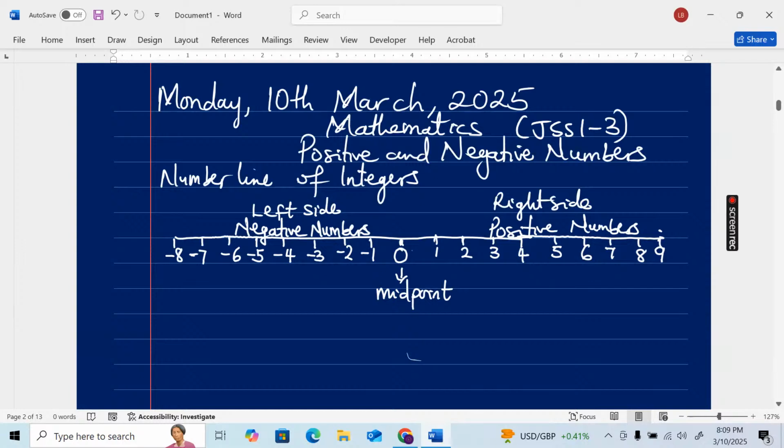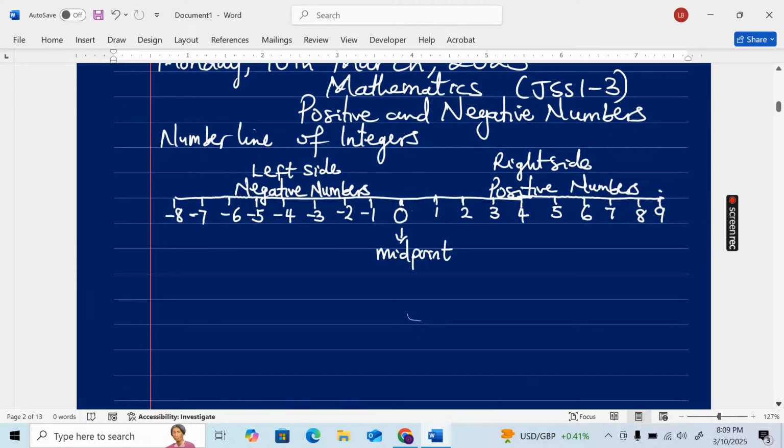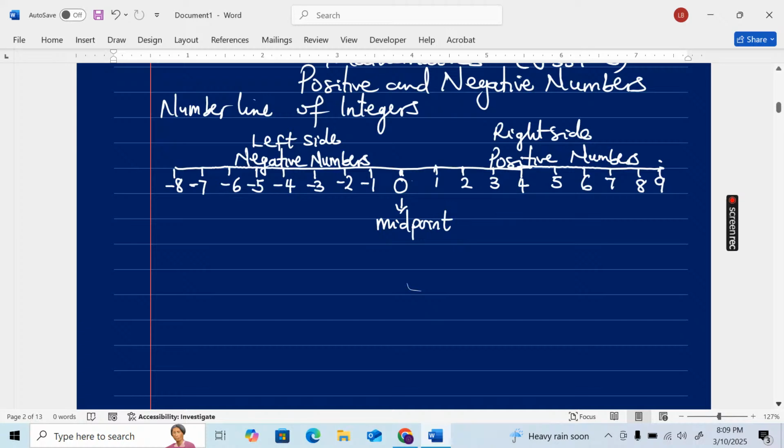Now, as you're going to the left, you're moving from one number to another number on the left side. The number is reducing, the number is not increasing. That's to tell you that -1 is greater than -2. -2 is greater than -3. -3 is greater than -4. -3 is greater than -8. -3 is greater than -100. All right? So make sure you take note of that. Have it in mind. Do not forget.